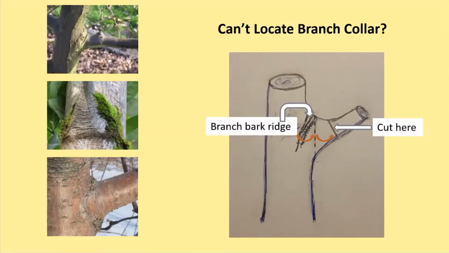And so here's a shortcut. If you can't locate the branch collar, this is how you figure out where to make the cut. First, you find the bark ridge. It's always visible. Then you draw an imaginary line that is parallel to the trunk. And then you estimate the angle between the branch ridge and that imaginary line. And then you duplicate the angle on the opposite side. And that's where you can figure out your cut line.